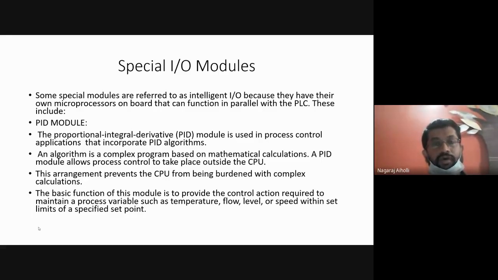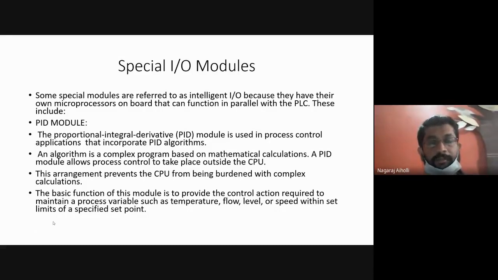It is mainly meant for process control applications, to control various parameters such as temperature, flow, level, and speed, and to see that these parameters are at the specified value, at the required set point value. To monitor these parameter levels and bring them to the required set point value, this PID module is employed.